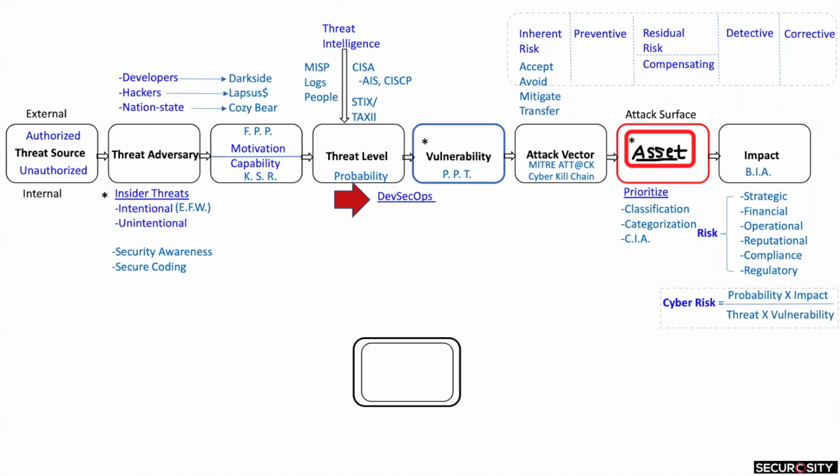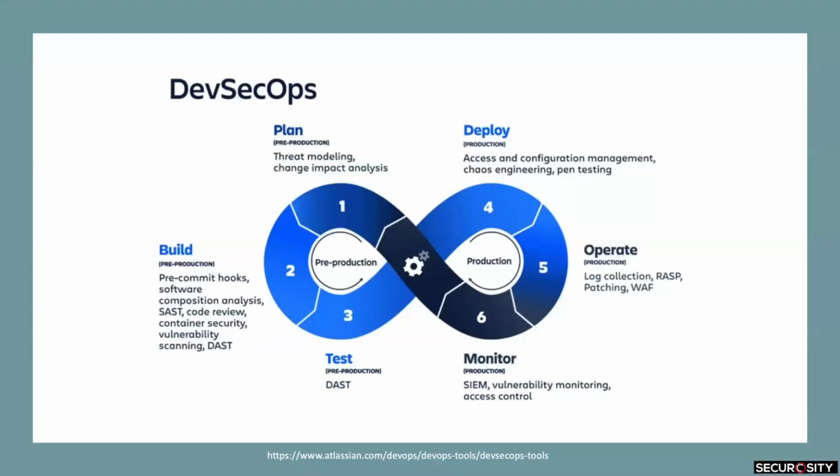DevSecOps, short for Development, Security, and Operations. It's the concept of shifting security left. It's a development practice and process that integrates security initiatives at every stage of the software development lifecycle to deliver robust and secure applications. In application security, this means introducing security earlier into the software development lifecycle. It also expands the collaboration between development and operations teams to integrate security.